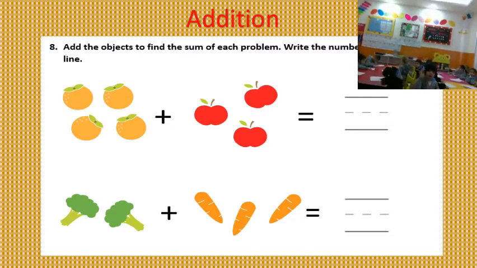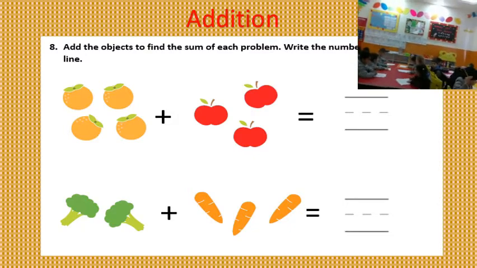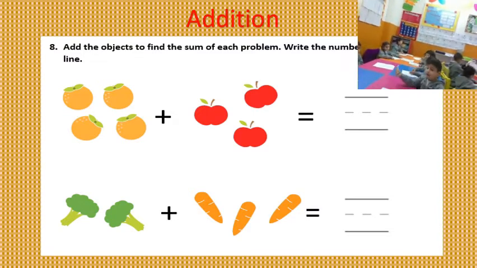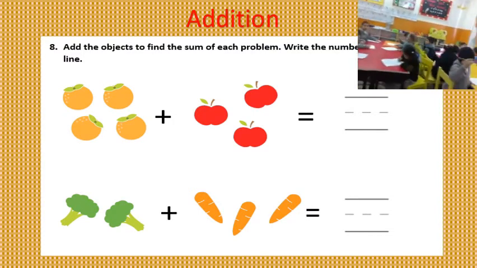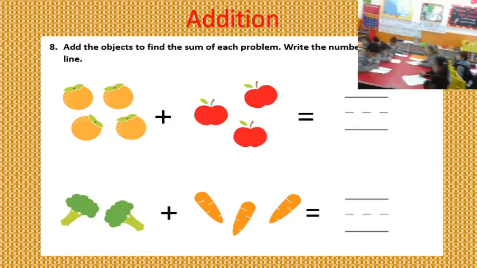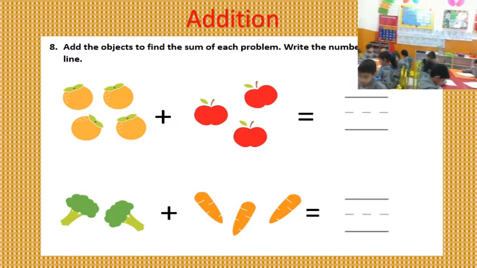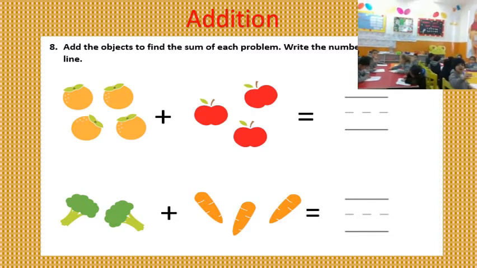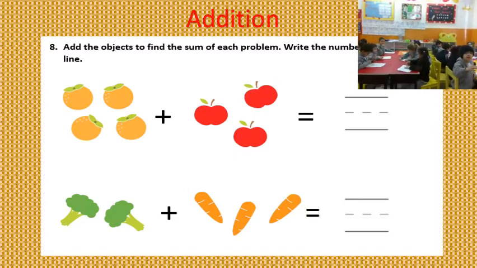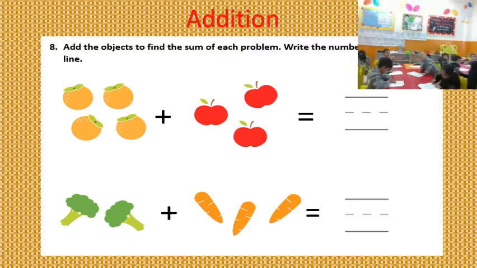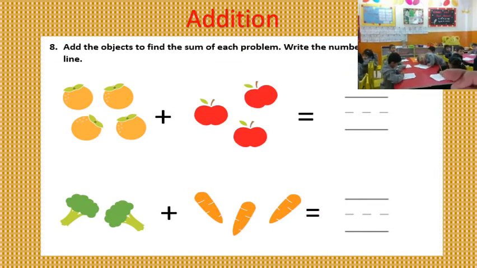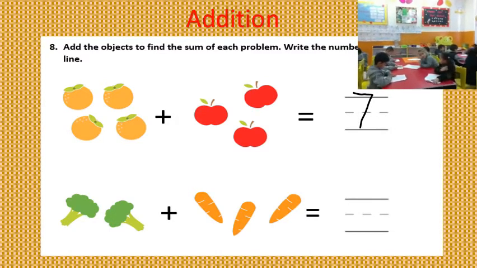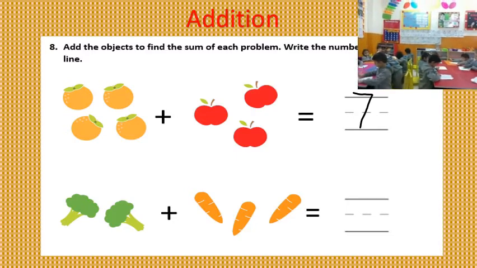Okay, so let's look at our addition first, okay? Let's look at our addition. Do you see them with the fruits? All right, so here I have to add the objects to each other to get one whole sum. So how many oranges do I have? 4. Okay. How many apples do I have? 3. So how many fruits do I have altogether? 7. Excellent. So go ahead and write 7 on the line.